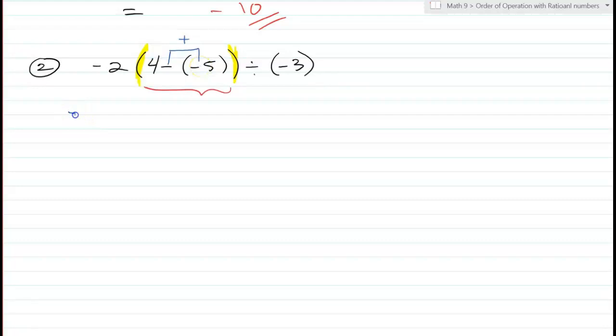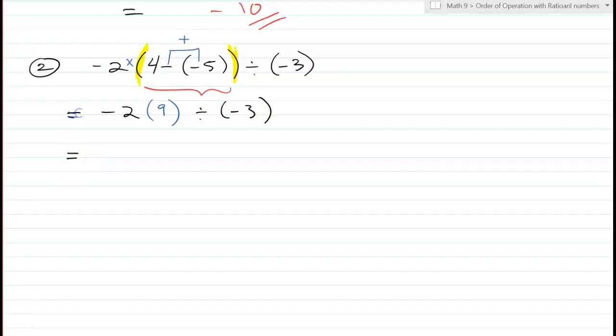So let's rewrite. Negative 2. Now, here's another piece that you may not know or you have forgotten. There's a number outside of this bracket and there's no operational sign here, but by default we say that's a multiplication. Okay, so that's very important. So if you don't see it, you can actually put it in there, but as you go into upper grades, you don't even do that anymore. So negative 2 times 9, okay, and then divided by negative 3.